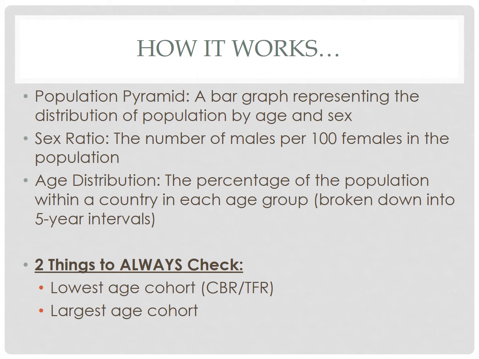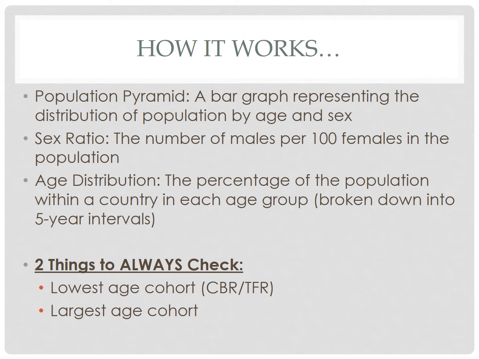Is crude birth rate or total fertility rate a good indicator of development? Yes, it is. So in the demographic transition model, crude birth rate is high in stages 1 and 2. It declines in stage 3, and in stages 4 and 5, it's low. So, because that forms the foundation of the pyramid, that influences the shape of the pyramid. Now, there are other factors that influence it, things like migration, war, disease, different things like that. But I always want you to look for the youngest age cohort, the bottom of the pyramid.